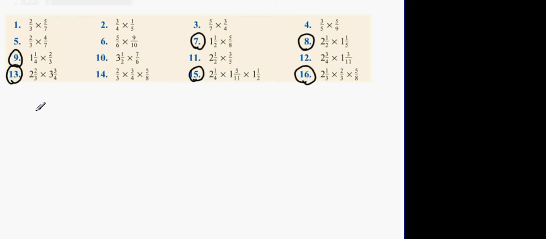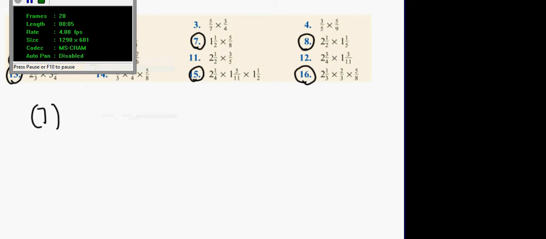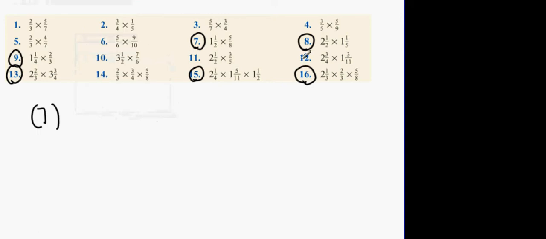Guys, question 7. Wait, are we doing 14? Okay, so we're doing all of these ones. First one, 1.5. You change that to a top heavy fraction, you get 3/2. 5/8 is already a top heavy fraction.